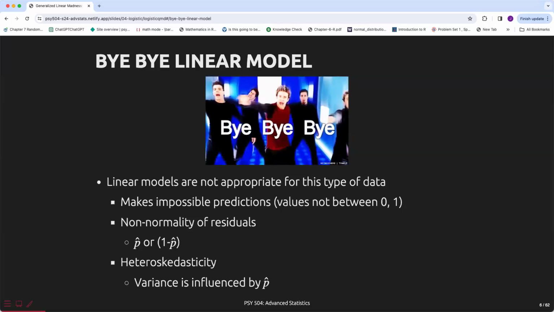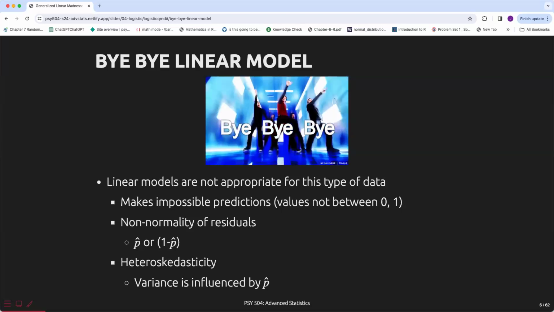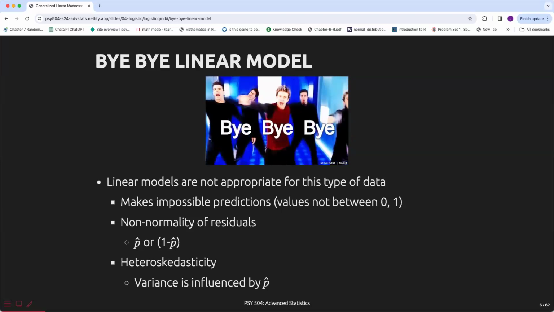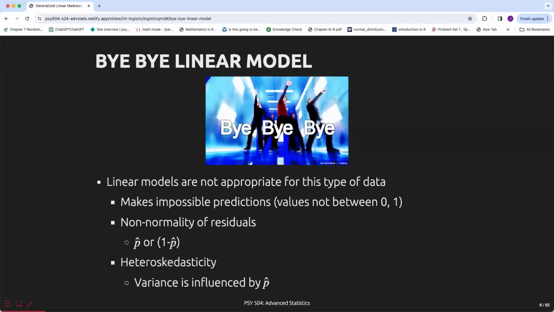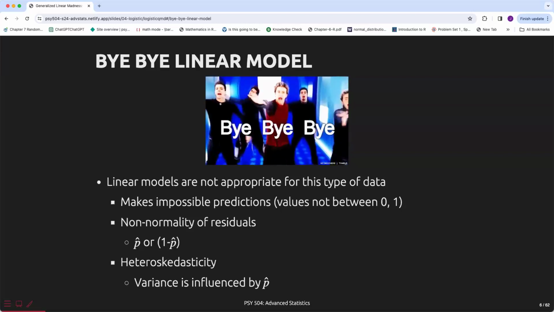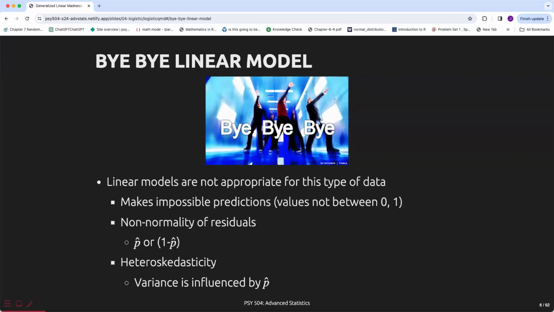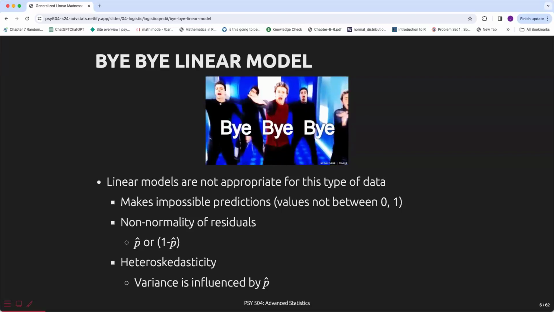So again, you don't have to assume normality if you use generalized linear models, which we're going to talk about. But if we're talking about linear modeling, the traditional linear model, he didn't address generalized linear models at all. That was not part of the class.